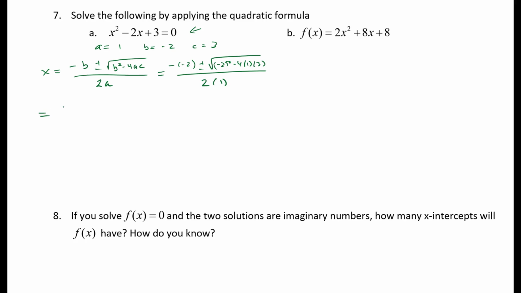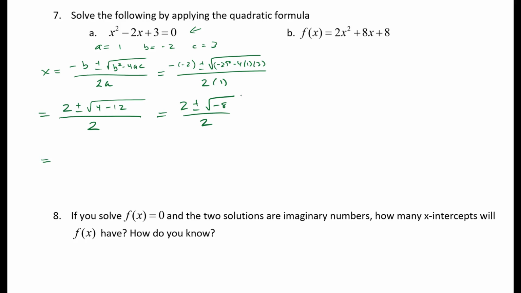So -2 times negative of -2 is just +2. Underneath the radical here we have 4. -2 squared is 4 minus 12. So we can see we're going to have solutions that have i in here. 2 times 1 is 2. 2 plus or minus square root of -8 all over 2.